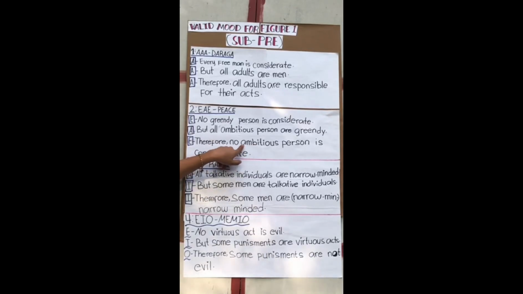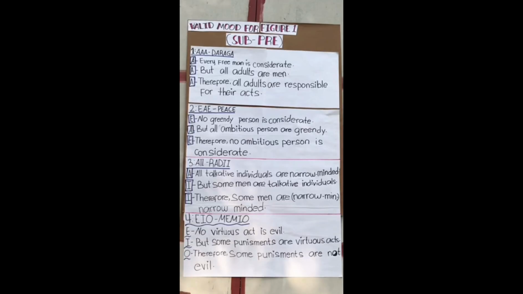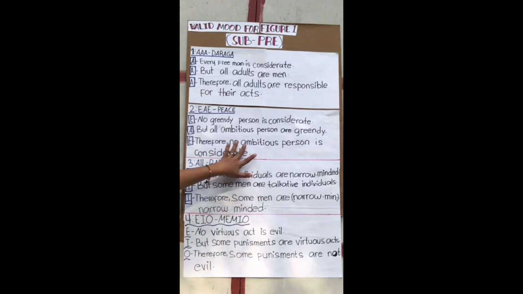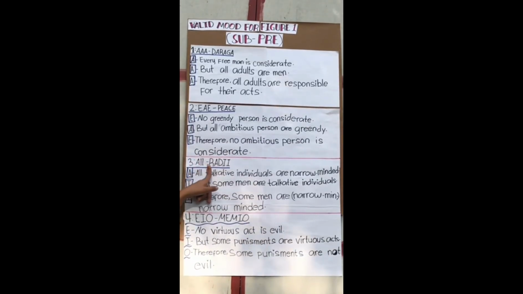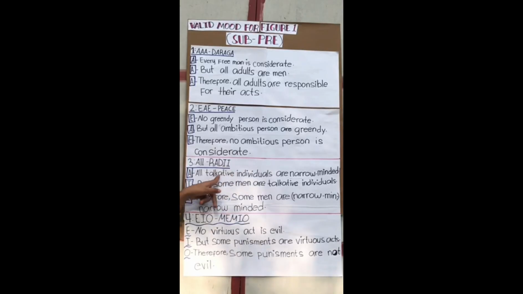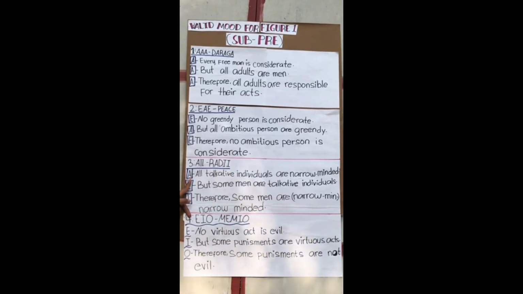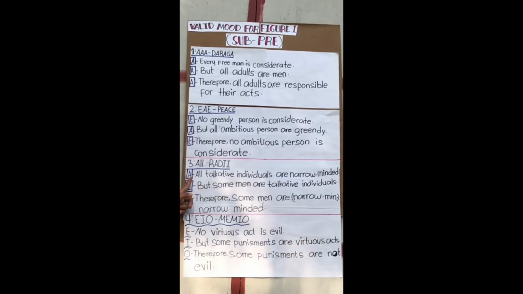So, sinasabi mo dito na walang ambitious person na considerate. Dito na naman sa AII, yung first premises natin is affirmative, and dito na naman sa second premises natin, minor premises natin, yung iba lang yung sinasabi mo. So, all talkative individuals are narrow-minded.